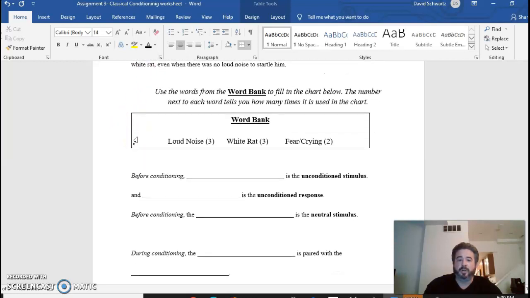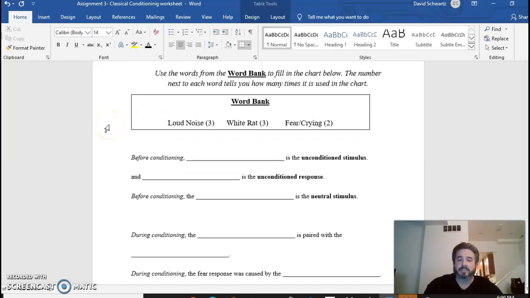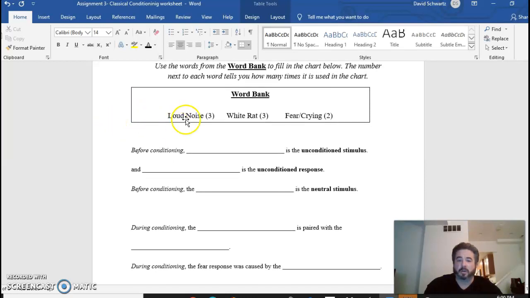Use the words from the word bank to fill in the chart below. The number next to each word tells you how many times it is used in the chart. Here are our words: loud noise, white rat, fear, and crying.